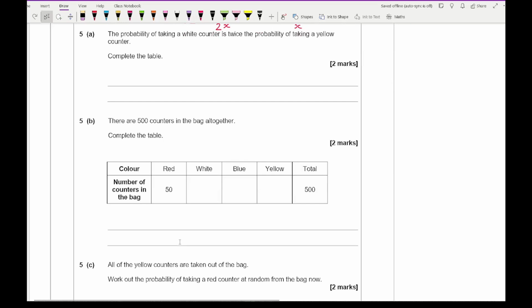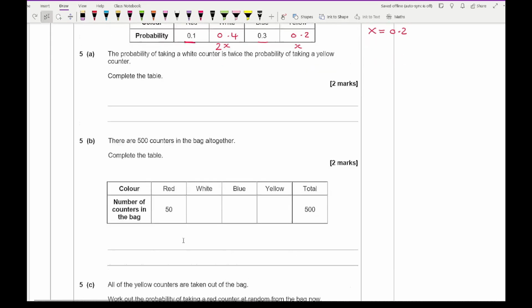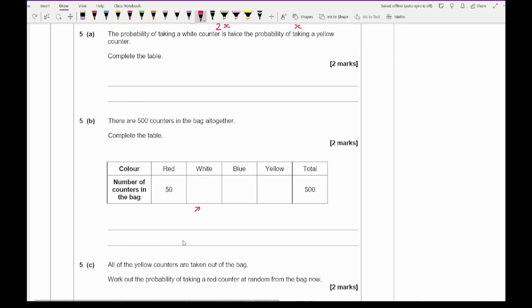Then for 5b, it says there are 500 counters in a bag. Complete the table. So for this relative frequency, just multiply the probability by the number of trials. So if I go back, the probability of getting a white is 0.4. So that's going to be 0.4 multiplied by 500, which is 200. For blue, that's going to be 0.3 times 500, which is 150. And for yellow, that's going to be 0.2 times 500, which gives me an answer of 100.